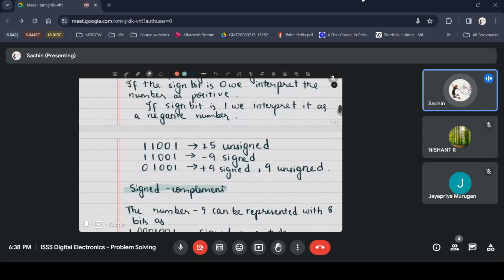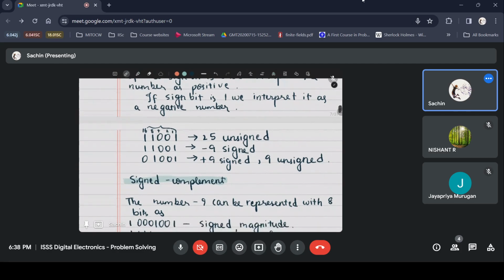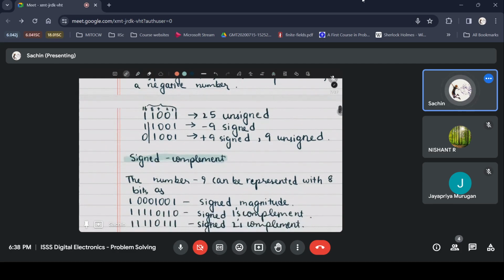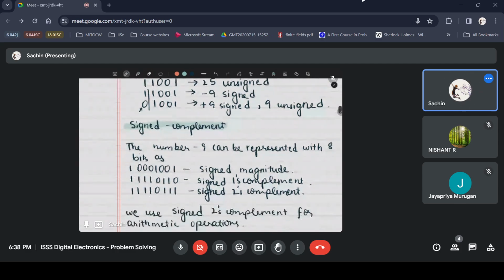So if you have the bit pattern 11001, and if it's unsigned, you multiply by weights 1, 2, 4, 8, 16, and you'll get the number 25. But if you have it in the signed magnitude form, then the MSB is a sign bit. So since it is 1, this number is actually minus 9. For positive numbers, the sign bit will be 0.